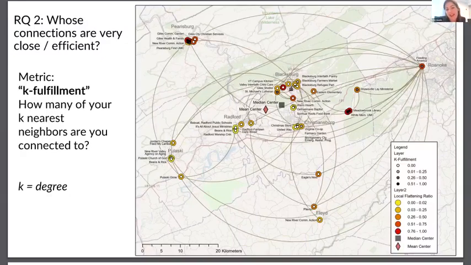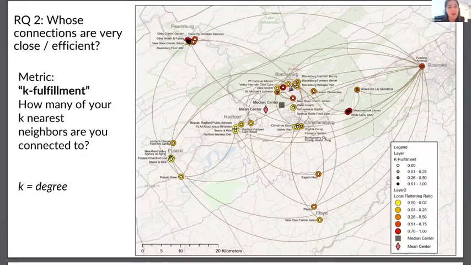It means that if they had 10 connections in the network, or if they had 3 connections in the network, all 3 of those are not the ones that are most easily accessed on the map, or they're not the 3 most convenient ones to get to. When you see a black dot here, it means that all of their neighbors are their most convenient neighbors.